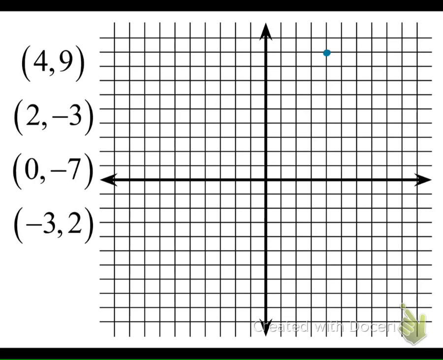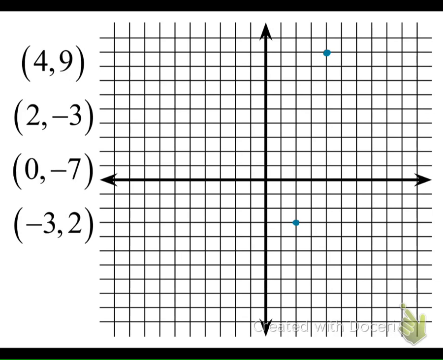And then, Mike, can you tell me where this one is? 2, negative 3? Perfect. Yep. So, Mike, he didn't say anything, but he went over 2, because we have positive 2, and then our y value is negative 3, so we went down 3.